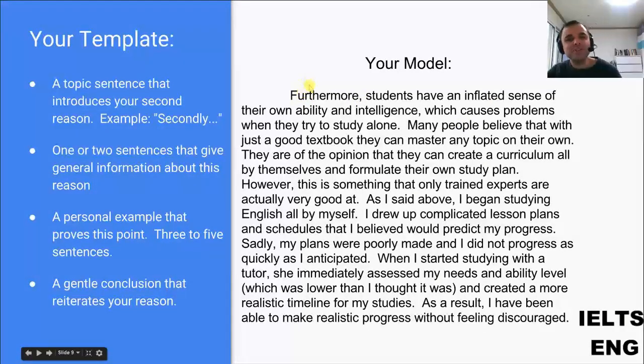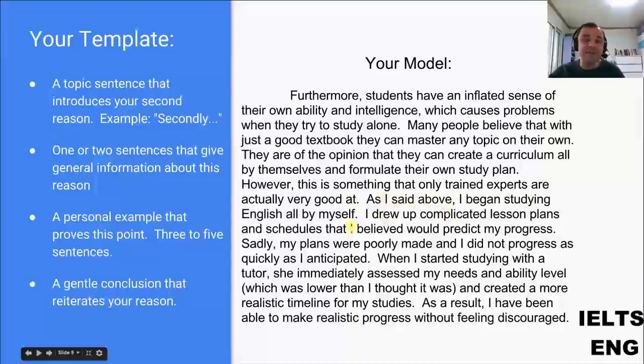Furthermore, students have an inflated sense of their own ability and intelligence, which causes problems when they try to study alone. Many people believe that with just a good textbook they can master any topic on their own. They are of the opinion that they can create a curriculum all by themselves and formulate their own study plan. However, this is something that only trained experts are actually very good at.